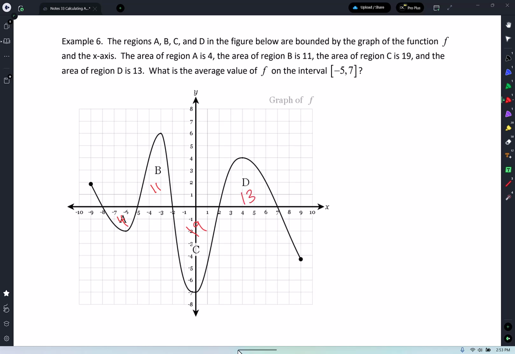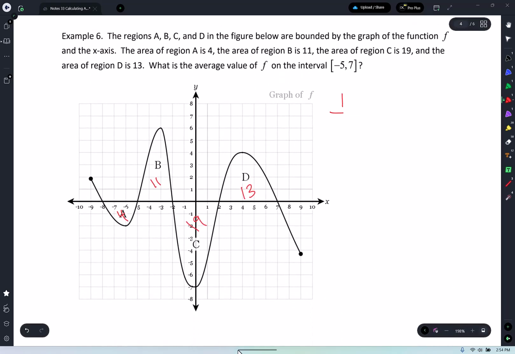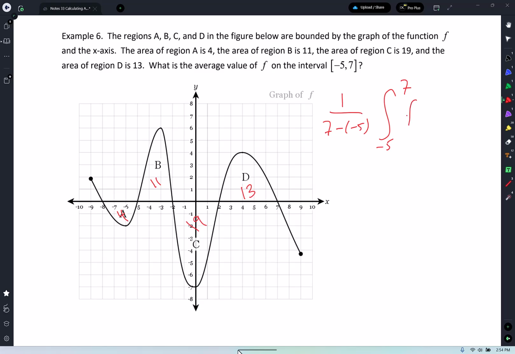What is the average value of f on the interval -5 to 7? Okay, guys, you're just doing the formula: 1 over 7 minus -5, integral from -5 to 7 of f of x dx. See? That's how you're doing it, guys. So 7, 8, 9, 10, 11, 12. So this is 1/12. Let me know if I'm adding wrong, because sometimes I add wrong. 7, 8, 9, 10, 11, 12. Yep, we're good. All right, here we go.